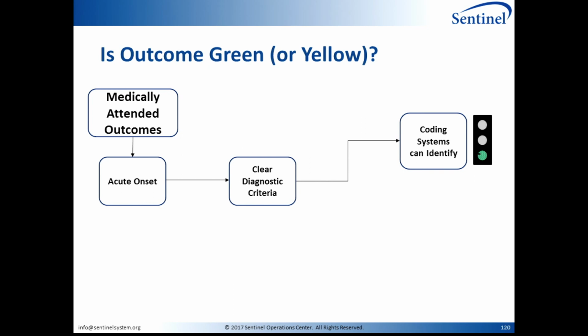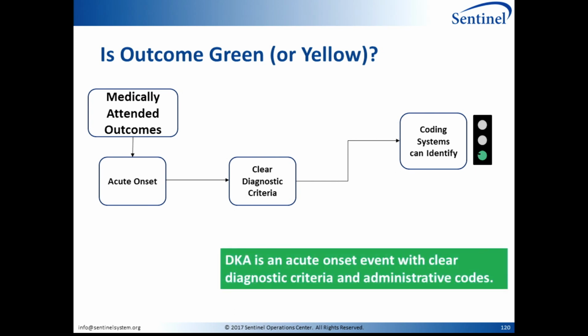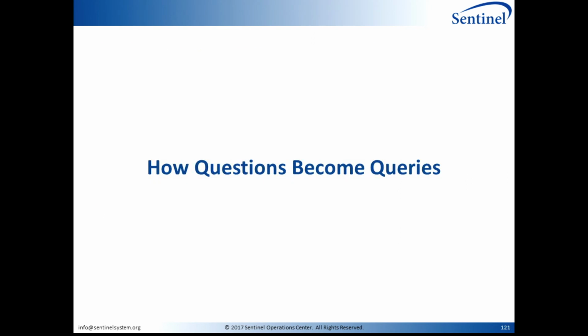It had an acute onset, so the information we get from the case series is that it was happening within 2 weeks of exposure. It had clear diagnostic criteria. People are suffering from an imbalance in their insulin. And it's easily identifiable in claims data. And so this is also a green light. We continue with this example and think, yes, the Sentinel Distributed Database has a good potential to be able to add information about this particular case.